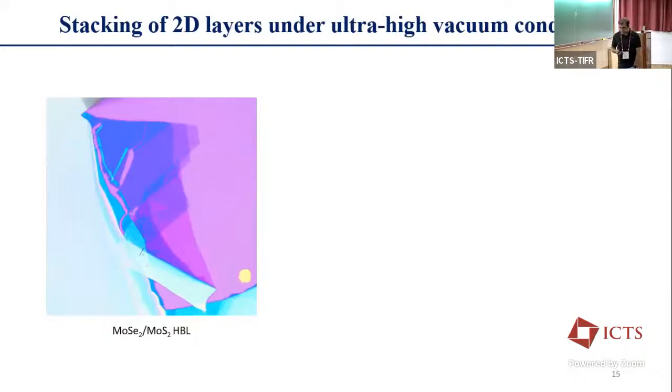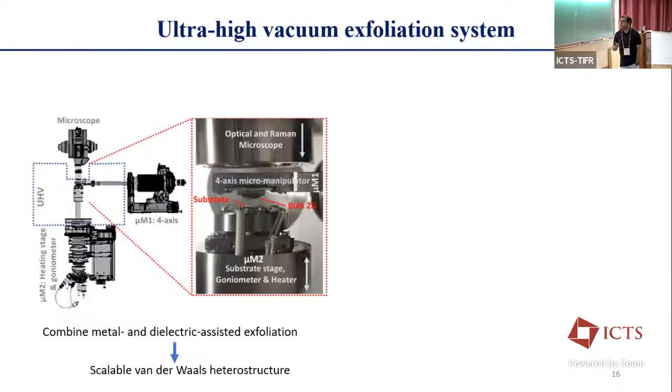Now, coming to another point: I was talking about the interaction between these two layers, where we need to give some external influence to create this kind of structure. I want to address this issue at IFW Dresden. Basically, we want to design a system where we can avoid the formation of this kind of layer. Here is one of the systems I have already designed in the Czech Republic: an ultra-high vacuum system where we can exfoliate 2D layers and then stack one after the other in ultra-high vacuum.